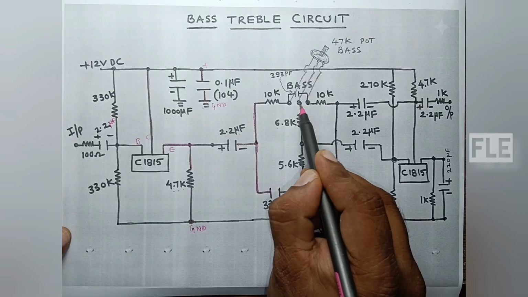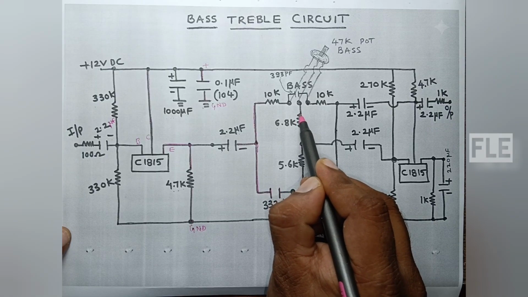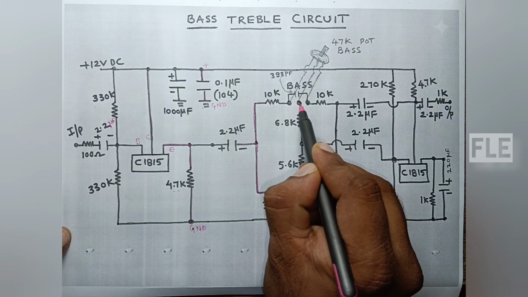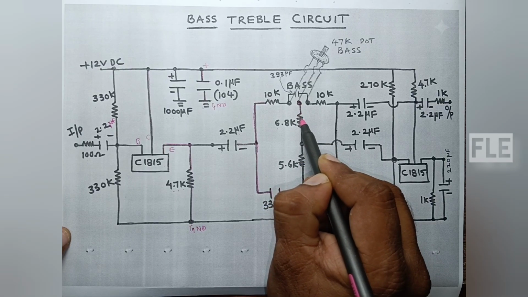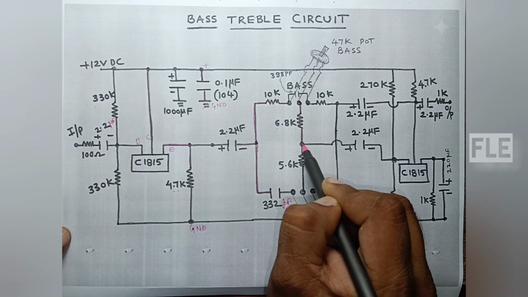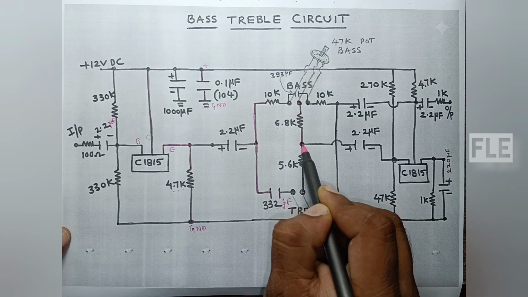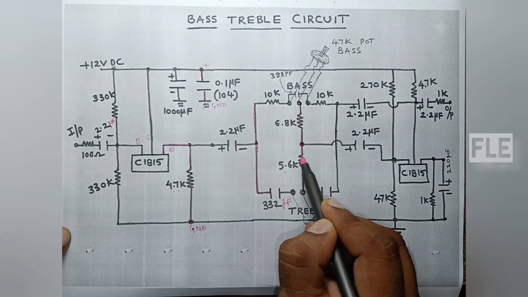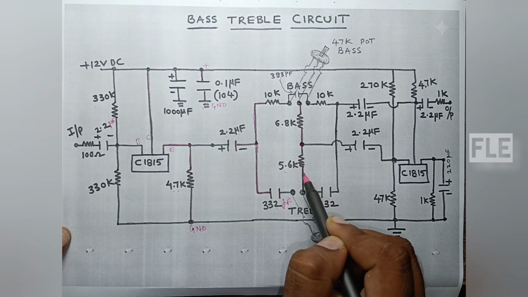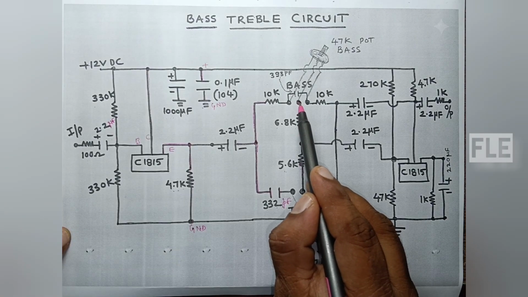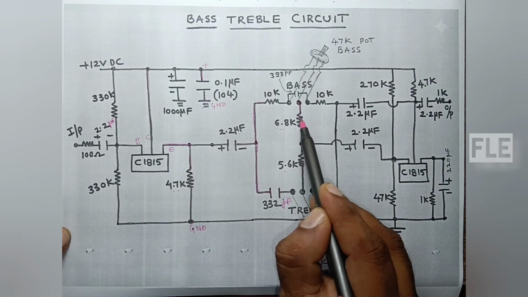A 6.8K resistor is connected to the center terminal of the bass controller. The other end of the 6.8K resistor is connected to a 5.6K resistor. The second terminal of the 5.6K is connected to the center terminal of the treble controller.